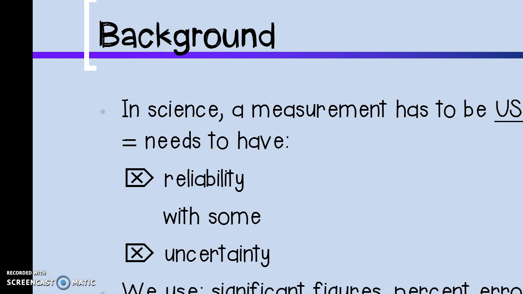So there are several things that we're going to be using to help us demonstrate the whole idea of reliability with measurement, uncertainty in measurement, as well as accuracy and precision in measurement. So we're going to talk about significant figures together as a whole group, and then we'll also cover the idea of percent error. And then we're going to look briefly here now at accuracy and precision.